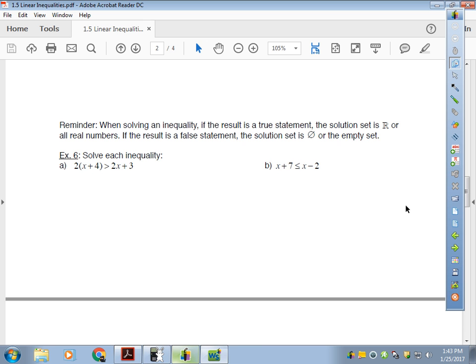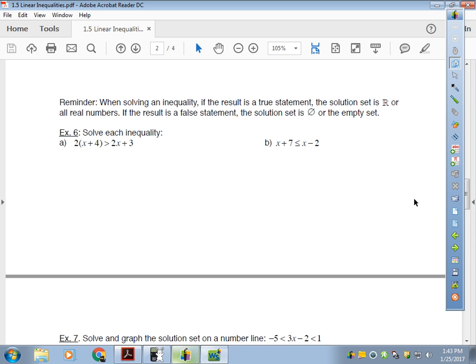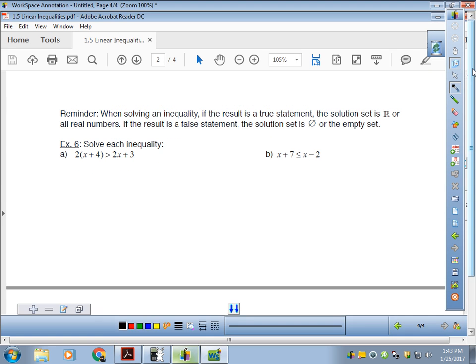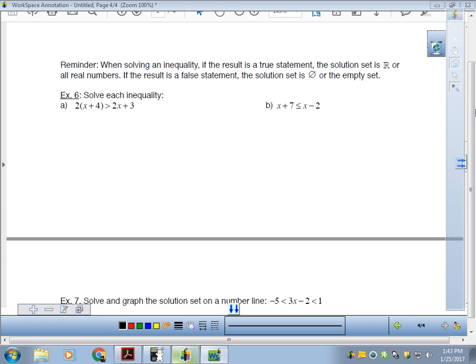Now, sometimes when we solve these inequalities, instead of getting x is greater than something or x is less than something, what we get instead is a true statement or a false statement. What I mean by that is we might get a statement like 5 is greater than 3. Well, that is a true statement. 5 is greater than 3. In which case, what that tells us is that any number would work in the equation. x could be any number. So the solution set is all real numbers.